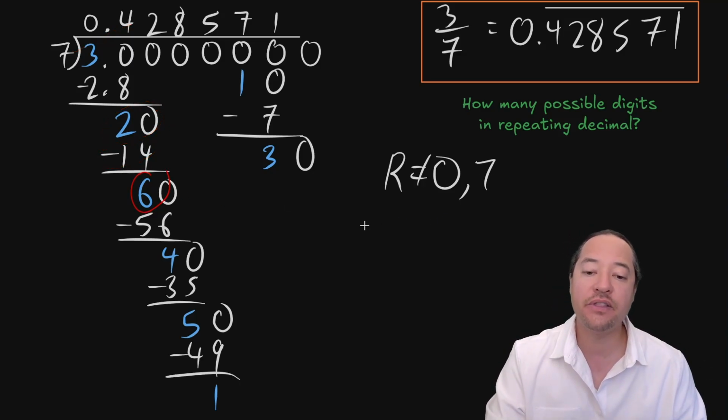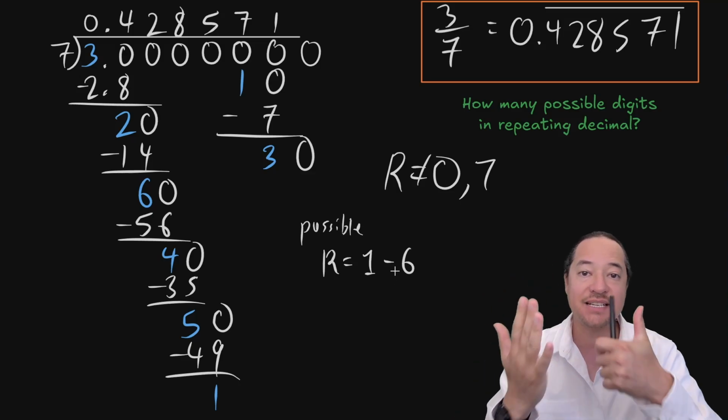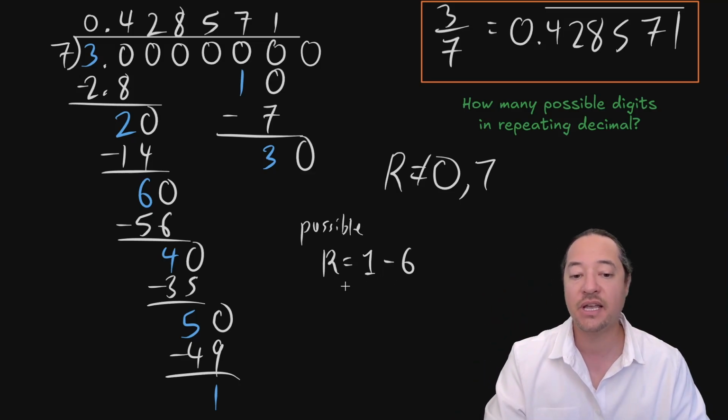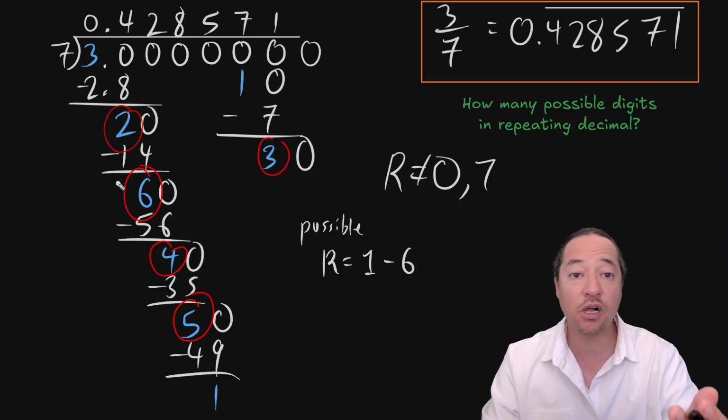So what are the possible remainders? Any number from 1 to 6: 1, 2, 3, 4, 5, 6. These are all possible remainders. And in this specific example, we actually get all of them. We have a remainder of 1, 2, 3, 4, 5, and 6.